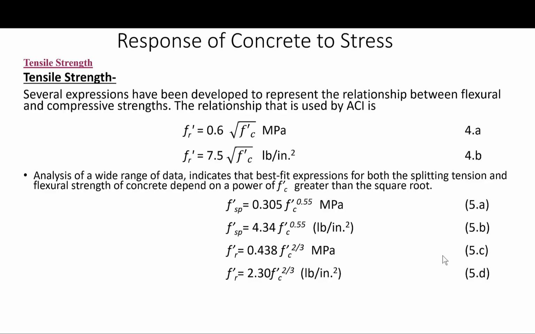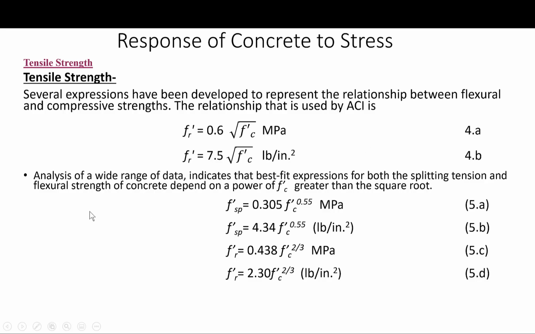And how do we determine the tensile strength? A number of expressions have been developed to represent the relationship between flexural and compressive strength. The relationships are given by ACI, as you can see here, equation number 4. This is the modulus of rupture for SI units, and this is for inch-pound units: 0.6 times square root of f'c, and in this case 7.5 times square root of f'c.